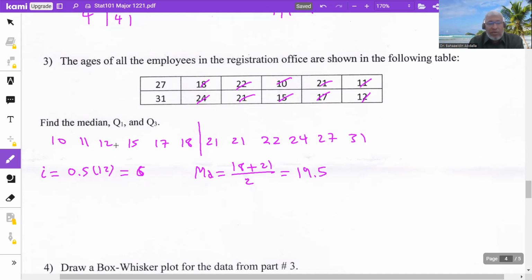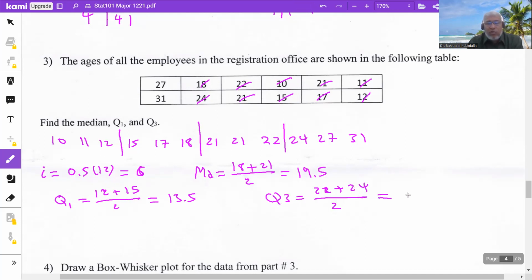Without finding the positions, I can understand that Q1 is here and Q3 is here, because then I have 3 numbers to the right of Q3, 3 numbers to the left of Q1, and 3 numbers between each of the quartiles. So Q1 would be 12 plus 15 over 2, and that's 13.5, and Q3 is 22 plus 24 over 2, and that's 23.